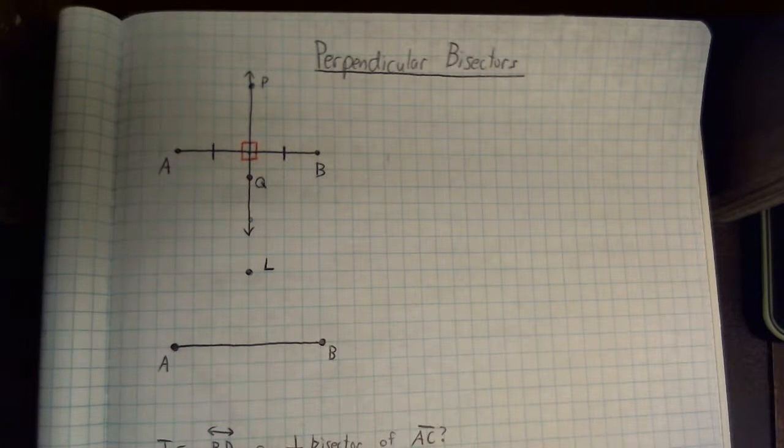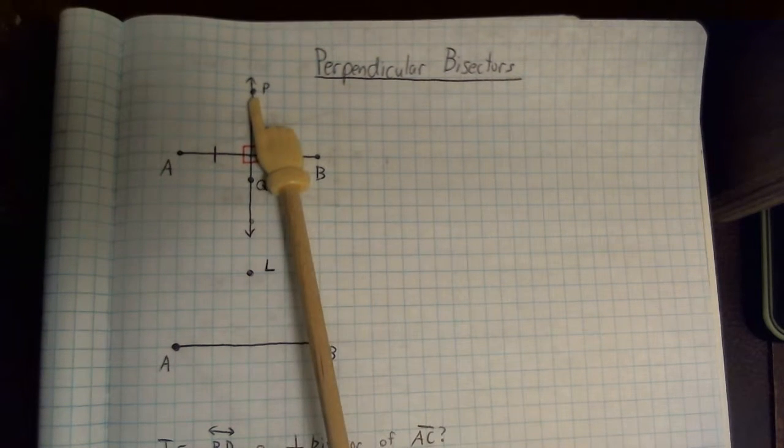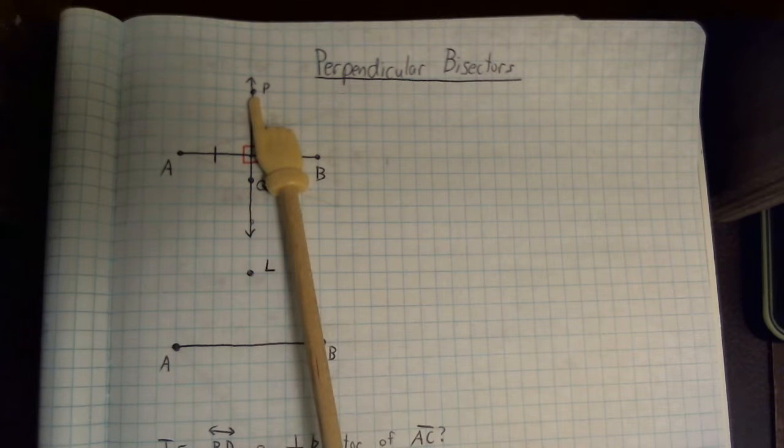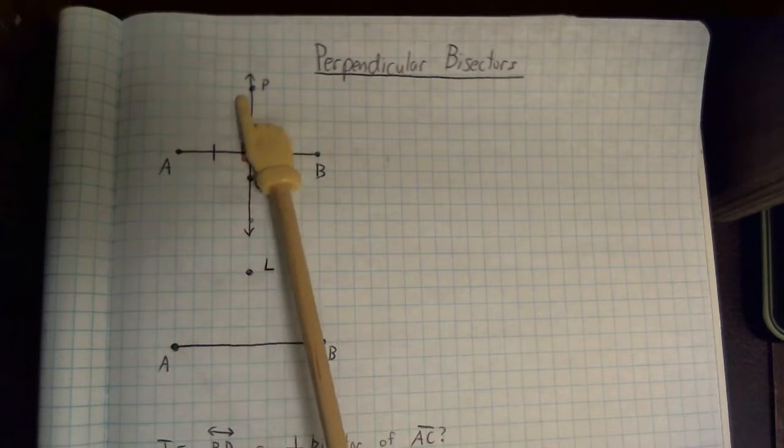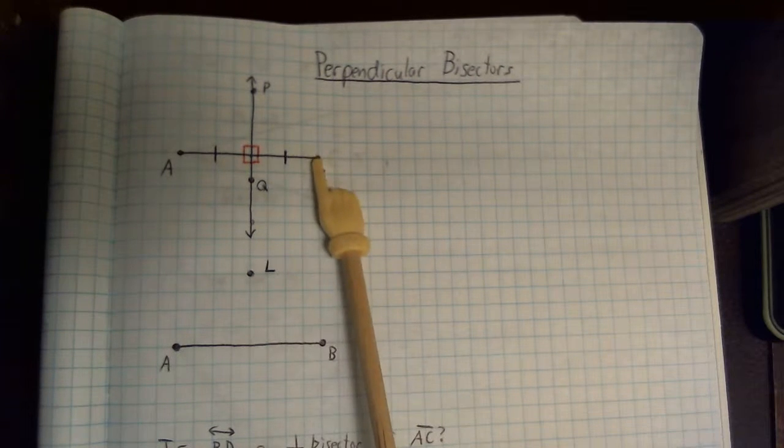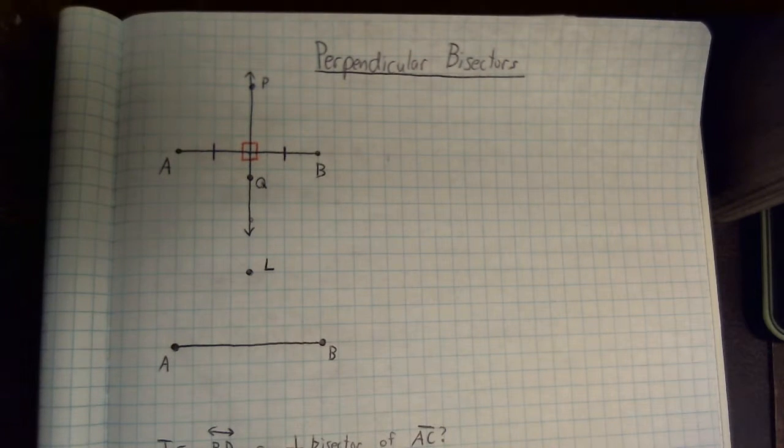Now, there's a theorem based off of that information, and that theorem says that if a point lies on a perpendicular bisector, then that point is equidistant to the endpoints of that line segment. So we have a point that's on the perpendicular bisector. That means that the distance from A to P is the same distance as it is from B to P.